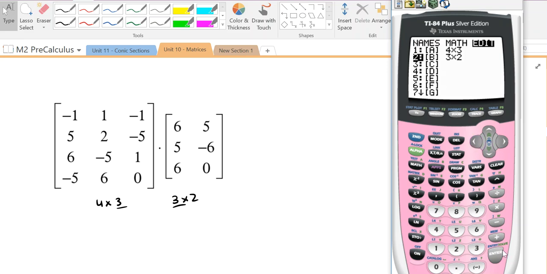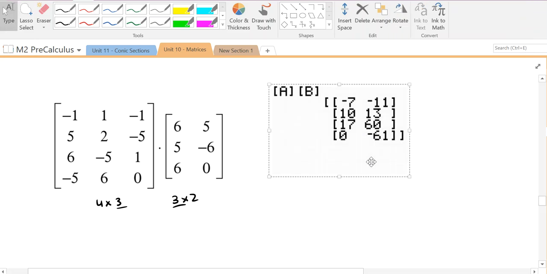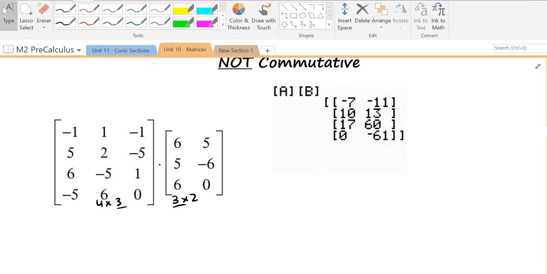And my 3 by 2. And now I'm going to multiply them. A times B. Boom. That's what it says. Way better than if I tried to do it by hand.